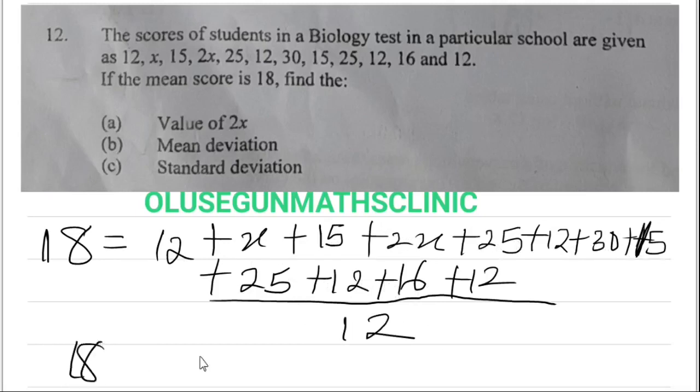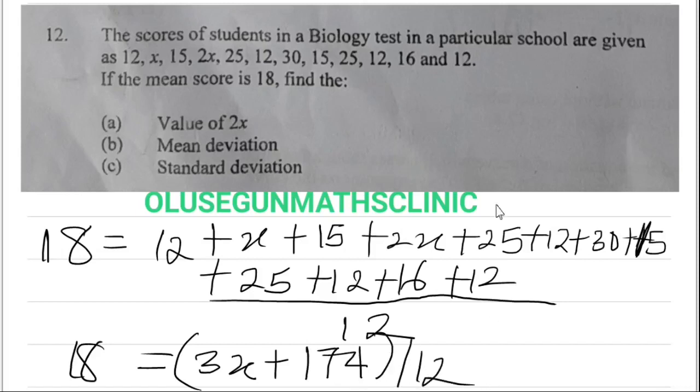In view of adding it together, we have x plus 2x, we have 3x plus the rest. So by adding it up, 12 plus 15 plus 25 plus 12 plus 30 plus 15 plus 25, let's press the calculator and see what is there. Press your calculator now and let's add it up together. As you are watching the video, make sure you also cross-check your value. Okay, 174 divided by 12.